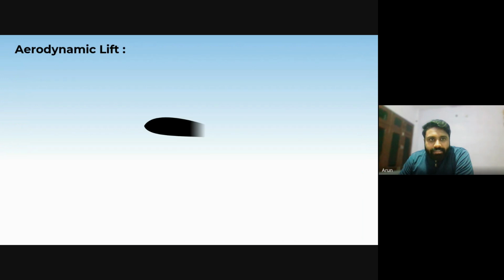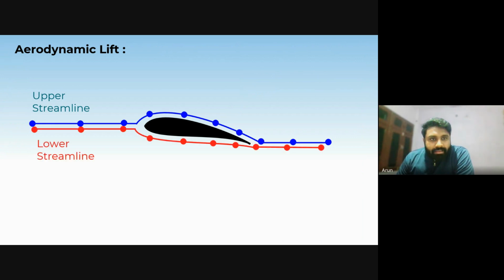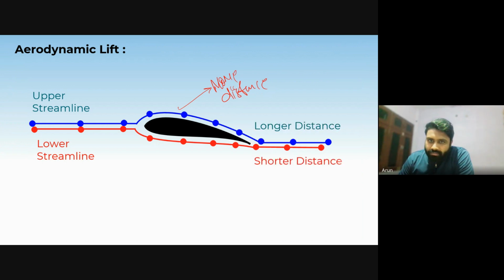Now, how is it happening? Aerodynamic lift. This is the wing of the aeroplane, or the airfoil that we have. Now, the upper layer of the streamline will be like this. Are you getting this? Everyone? The lower streamline will be this. So you can see from the figure also, this would have covered more distance, and this would have covered a shorter distance. Clear?